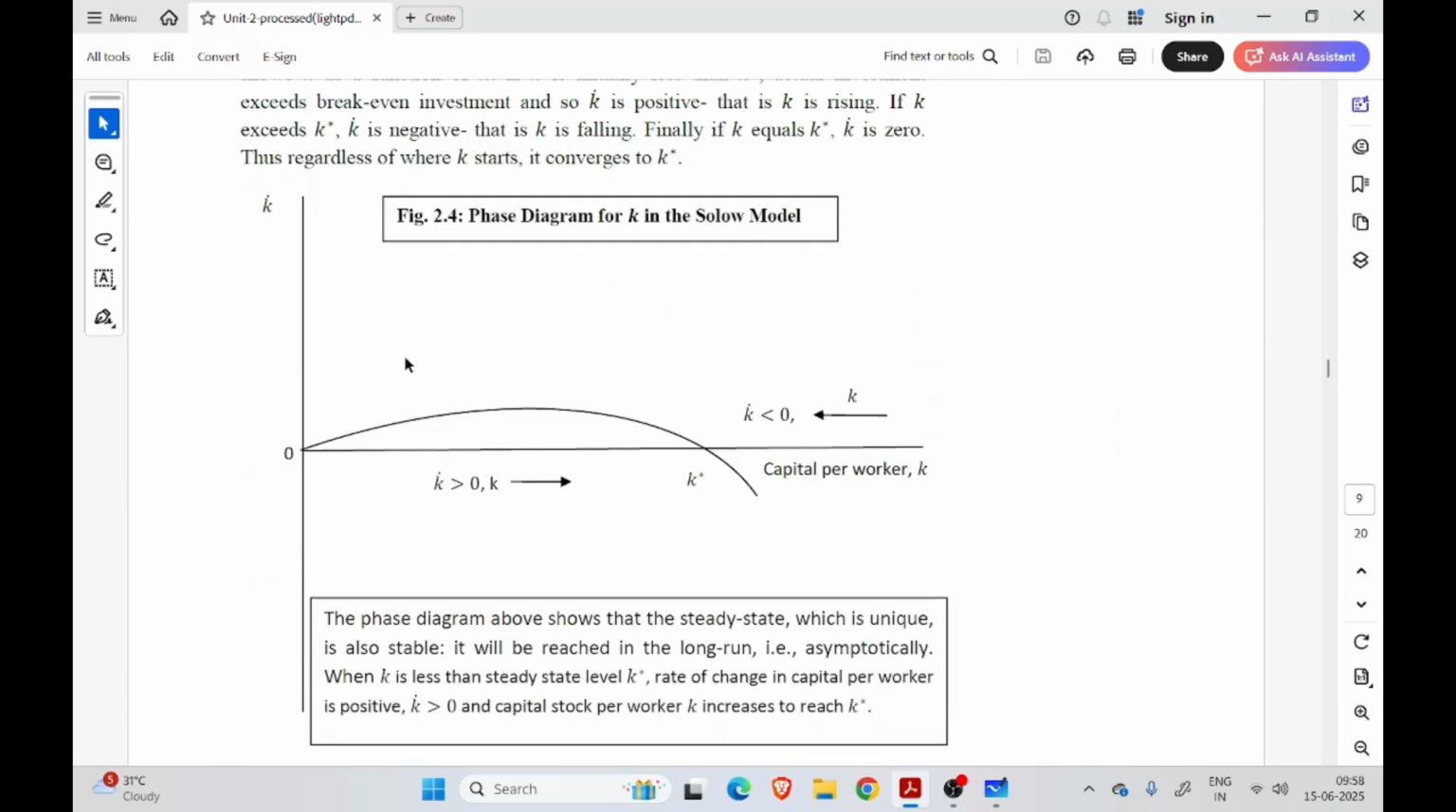Now this is the phase diagram of the model. We see that we have k dot on the y-axis and capital per worker k on the x-axis. So as we go on increasing from 0, we see that our capital per worker increases until we reach k star. After that, our capital per worker starts reducing because our k dot becomes negative.